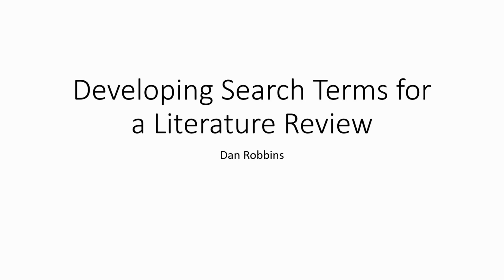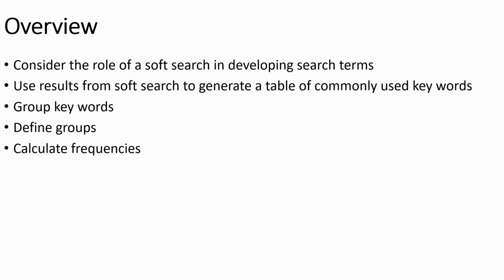This video is looking at how we can develop search terms that will be used to complete a literature review. Within this video, I will consider the role of a soft search in developing search terms, how the results from the soft search can be used to generate a table of commonly used keywords, how we would group those keywords, define the groups we've established, and calculate the frequencies of the keywords which we've acquired.